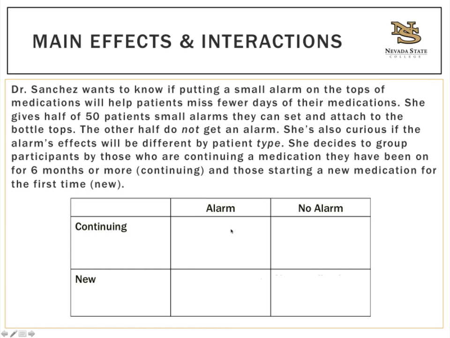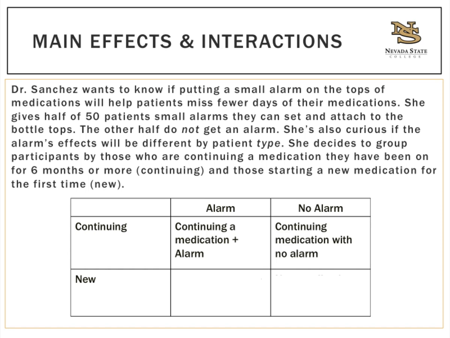Okay, so one is going up and down, the other is going left to right, so we're going to cross them. What that gives us is 4 distinct separate groups. Okay, so the first group has a medication that they are continuing and they are now adding a small alarm to the top of the bottle. Okay, we then have another group that is also continuing their medication, but they do not get a small alarm. So we're going to be able to compare getting the alarm versus not getting the alarm between those groups.